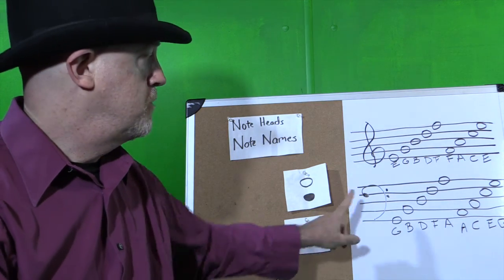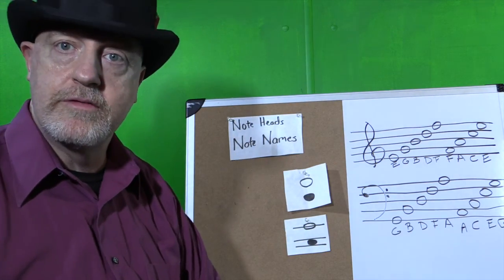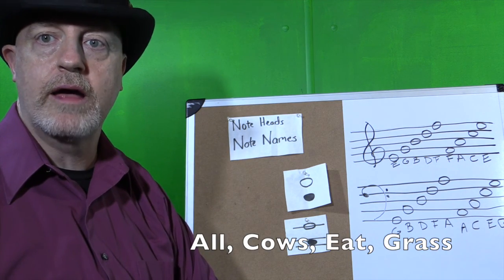The notes in the bass clef between the lines are A, C, E, G. And the mnemonic device I like for that one is all cows eat grass.